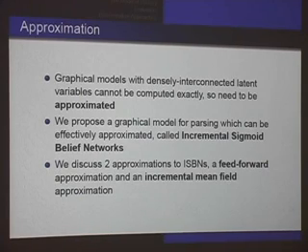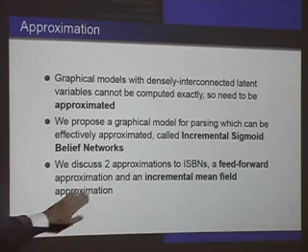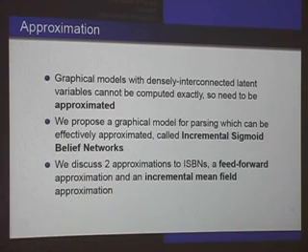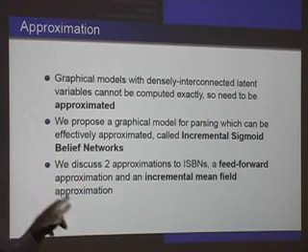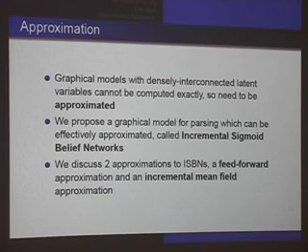So I'm proposing a graphical model which is specifically designed to make the approximation efficient. And I'll discuss two approximations. One's a feed-forward approximation. They're both mean field approximations. The first is equivalent to the neural network I mentioned before, and the second one is a more complicated mean field approximation.